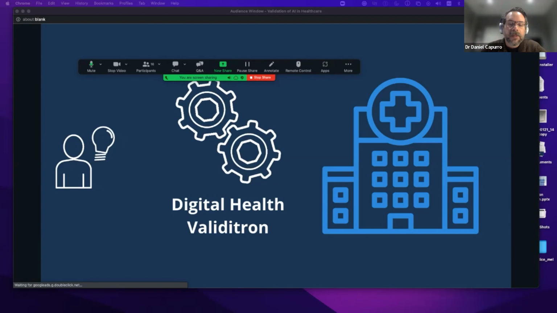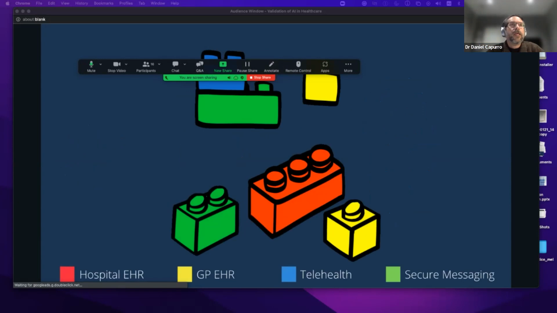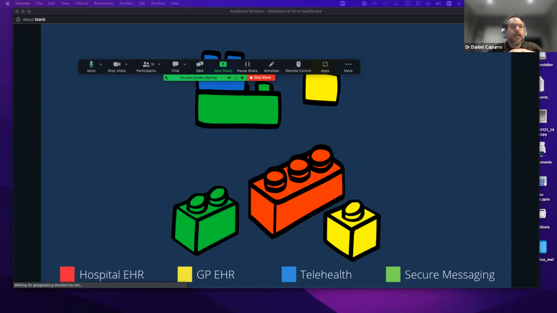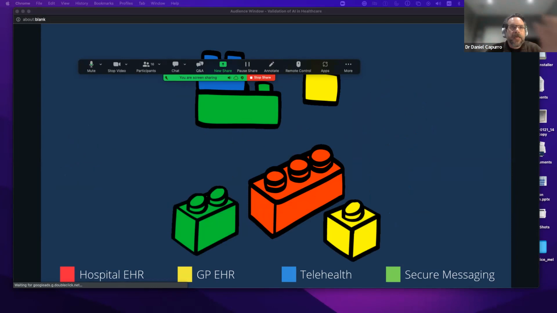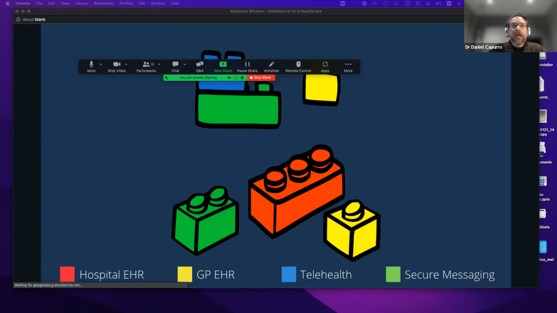So what we're doing here is creating a lab with all the different pieces. Hopefully you're seeing Lego pieces that are moving around. We have a digital sandbox that has a simulated hospital EHR, a simulated GP electronic health record, a simulated telehealth client, a secure messaging platform. It has a clinician dashboard and a patient-facing app, and we can combine these in arbitrary forms to represent the most viable clinical workflows.